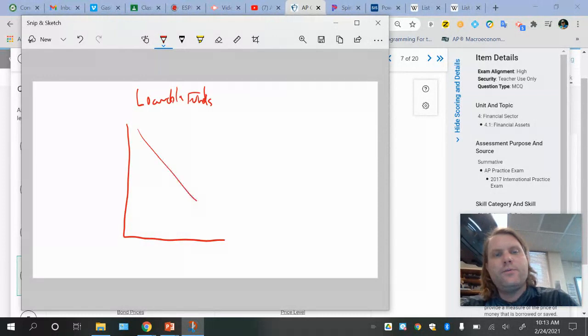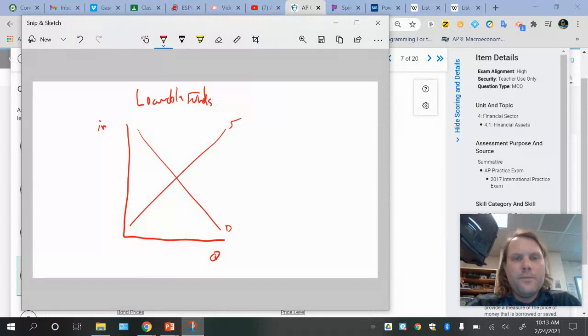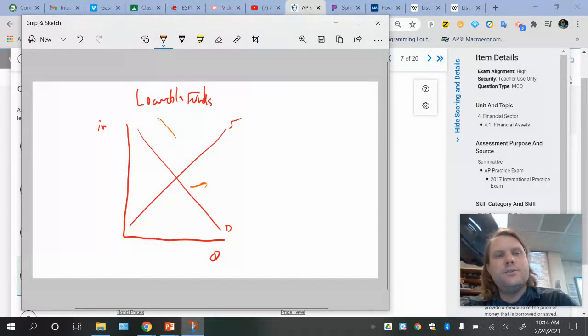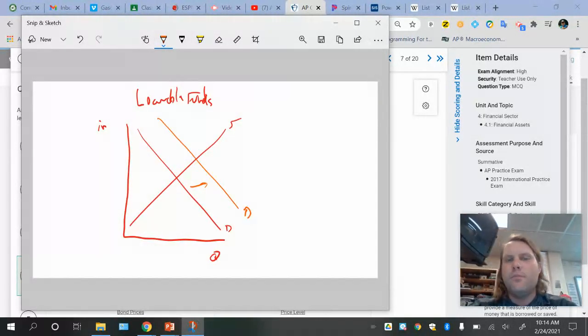So like I said, this is referring to the opportunity cost. Here's our interest rate, here's our quantity. So here's our loanable funds graph. Well, what we know is that the government, in this case, has decided to increase their demand. They are borrowing more money. So now our loanable funds graph is going to increase on the interest rate, and there's going to be more loaned out, obviously.